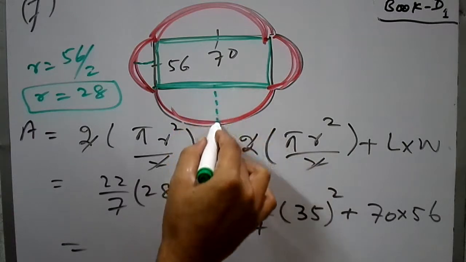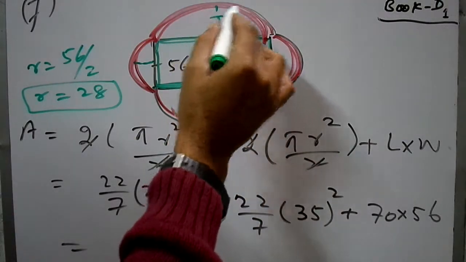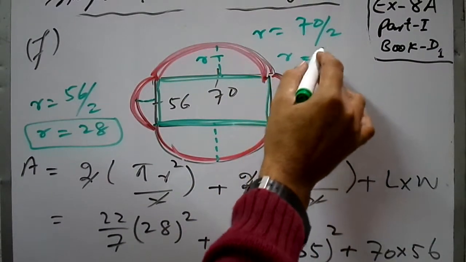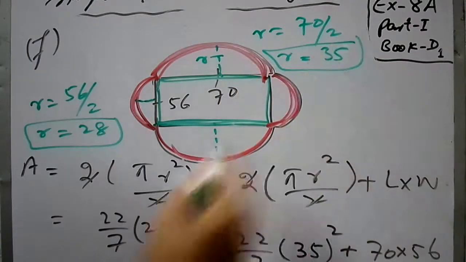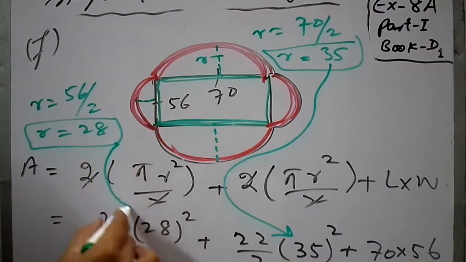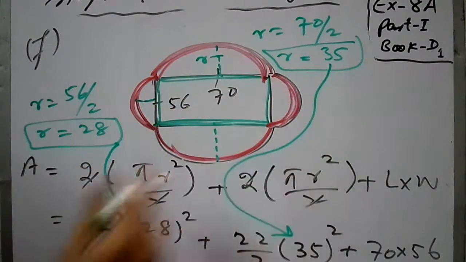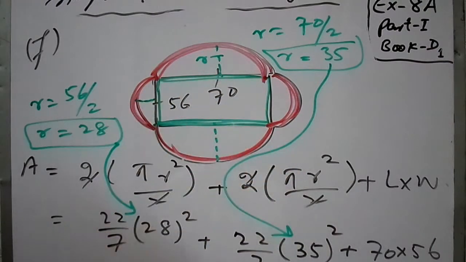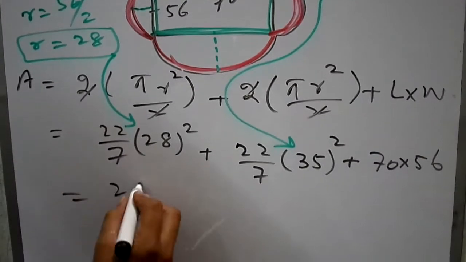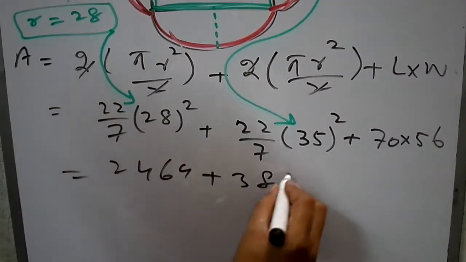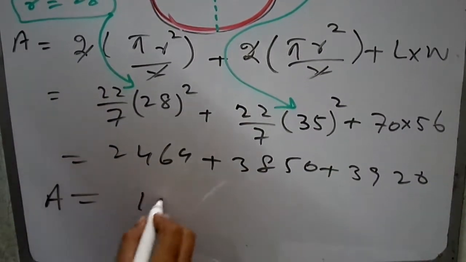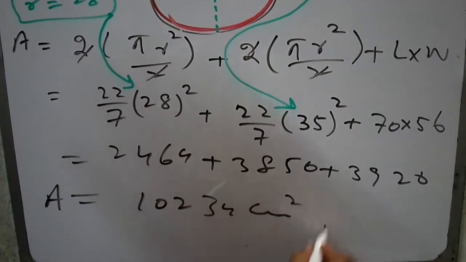And for the bigger semicircle, r is equal to 70 by 2, you will get the value 35. That's why I have used 35 here and 28 here, because two different types of semicircles exist here, so you have to be more careful. So after simplification you will get the result: 2464, 3850, 3920. The area is 1234 centimeters square, so that is the result.